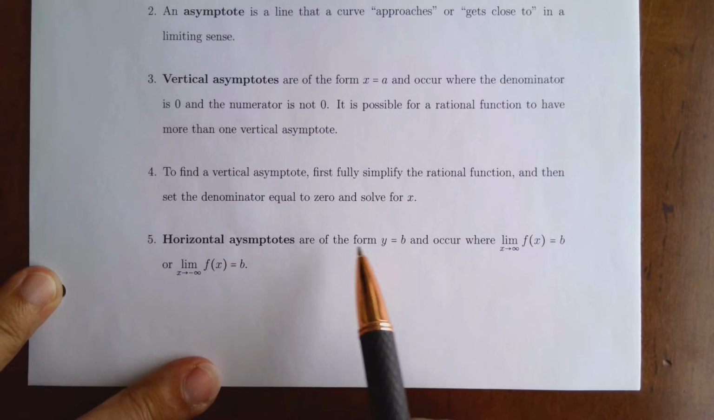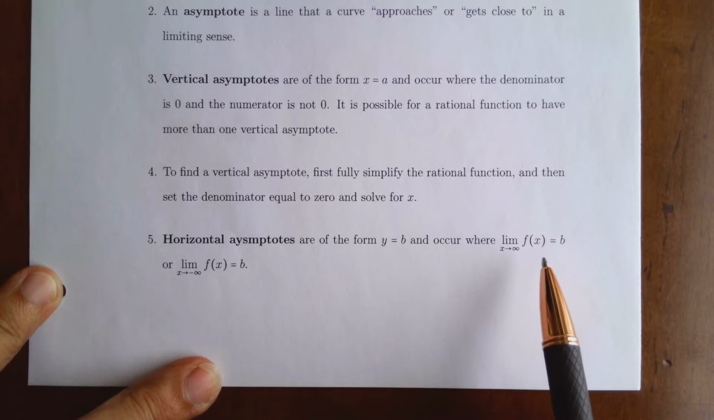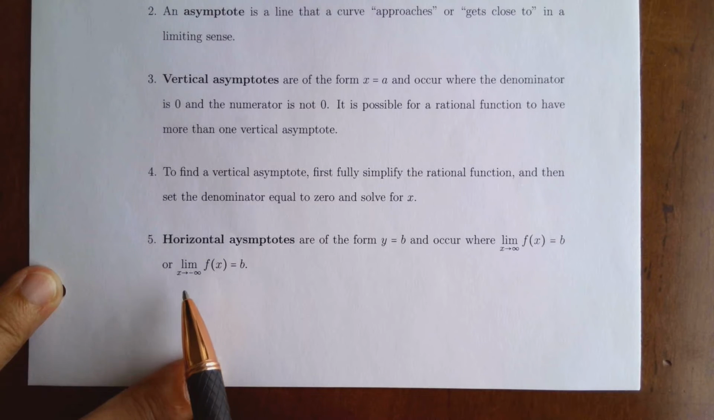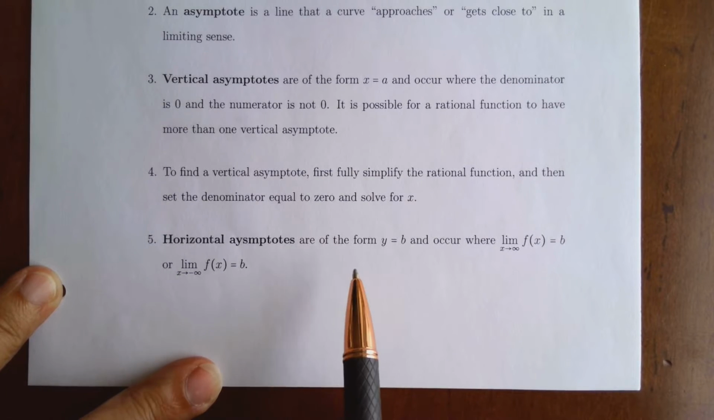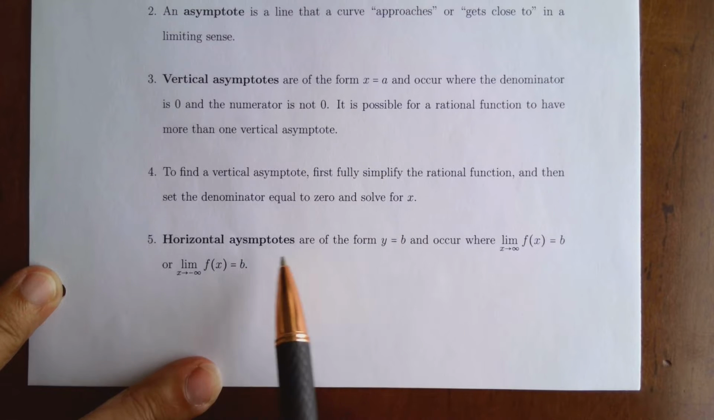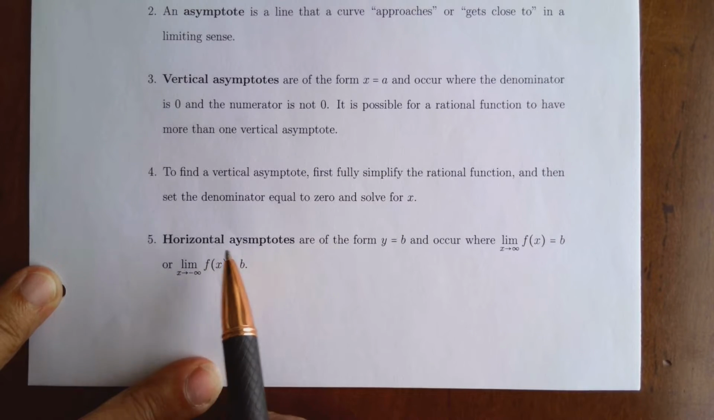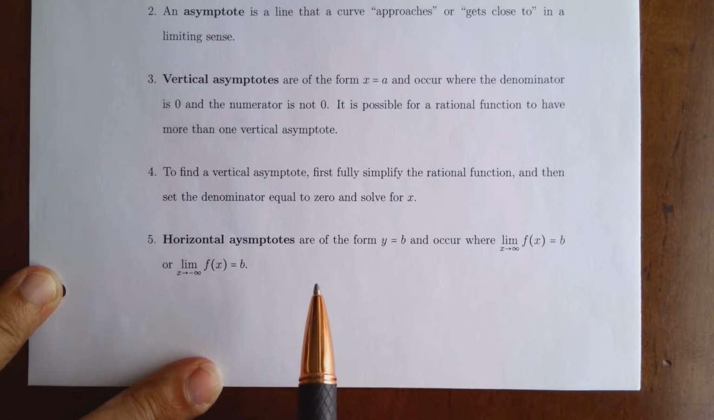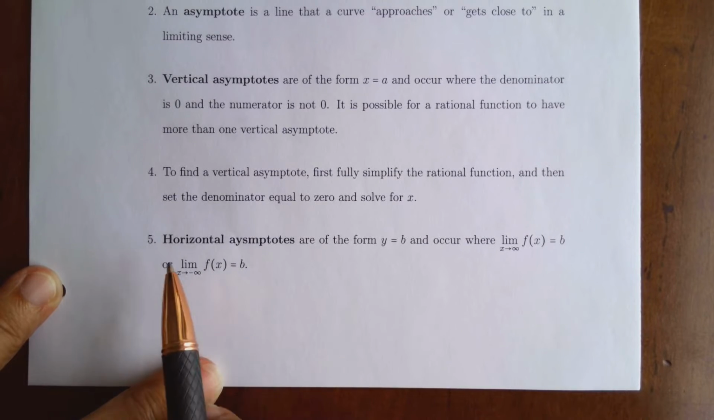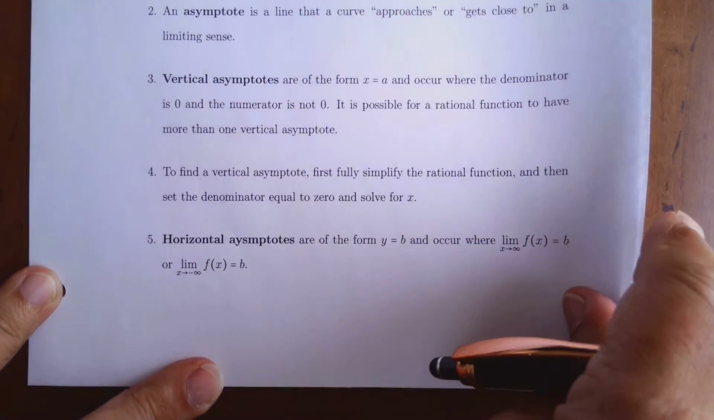Okay? They occur where the limit of f of x as x goes to infinity or negative infinity equals b. We're going to talk about how we found those earlier, so hopefully this will just be a quick review. If you remember, we did the top heavy, the bottom heavy, or the equal degrees. Those were the horizontal asymptotes. So we're going to go through those on this next page.